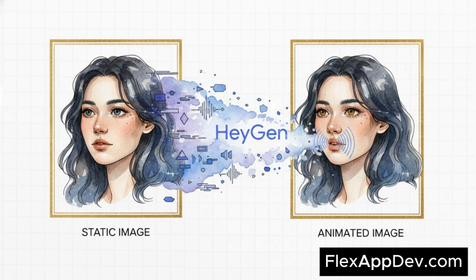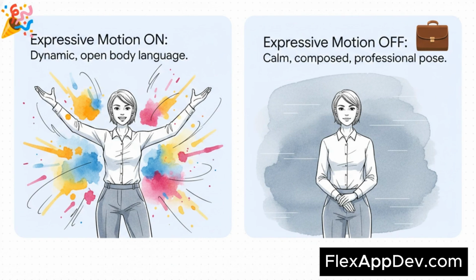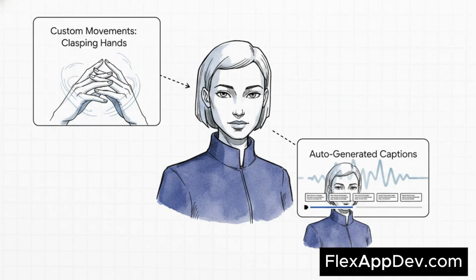We're going to start with a tool called HeyGen. Inside HeyGen, it's pretty straightforward. But listen up, choosing the right voice is a huge deal. You can also control how expressive it is. For corporate stuff, you probably want less jazz hands. HeyGen also lets you add small custom movements, and it automatically creates captions, which is a lifesaver.